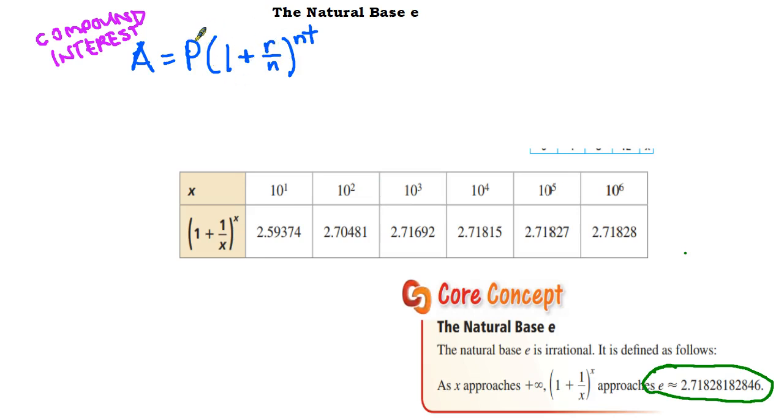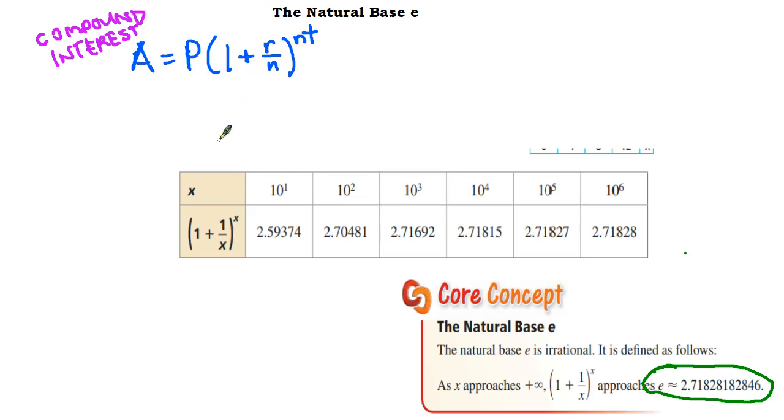If we put in $1,000 for P, and we got paid 5% interest, 0.05 would go here. And if it was compounded monthly, we'd put 12 here and 12 here. And then we'd put the number of years. And then over here, we could calculate what we would expect to get if we had this amount of money earning this amount of interest. So that's the compound interest formula.